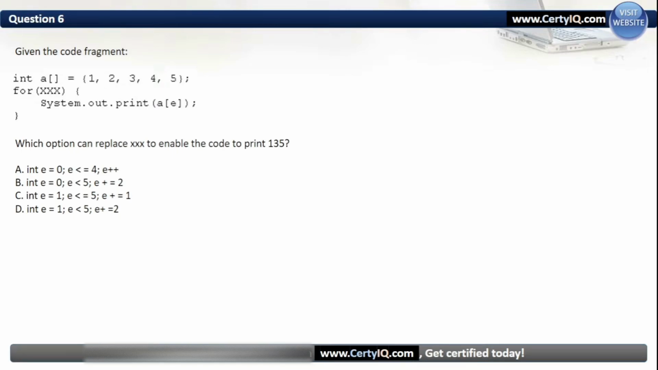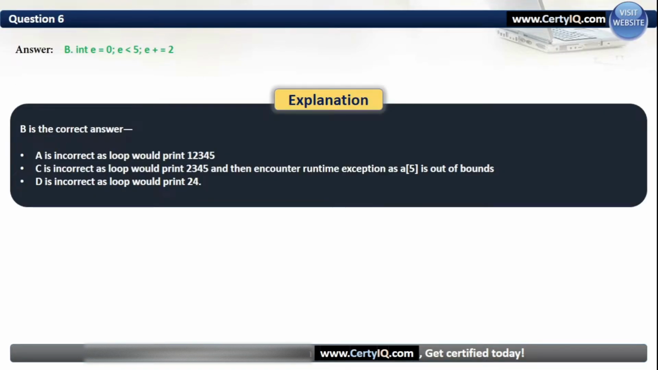D. int e = 1; e < 5; e += 2. The correct option among all these is B. int e = 0; e < 5; e += 2. B is the correct answer.